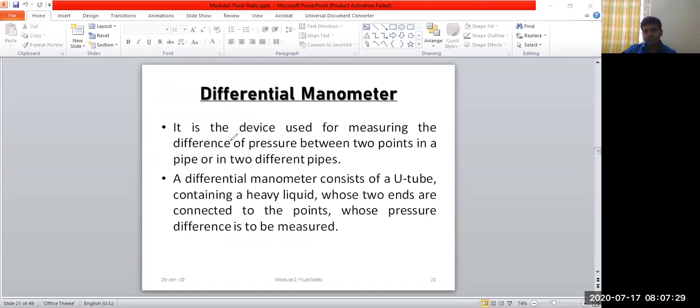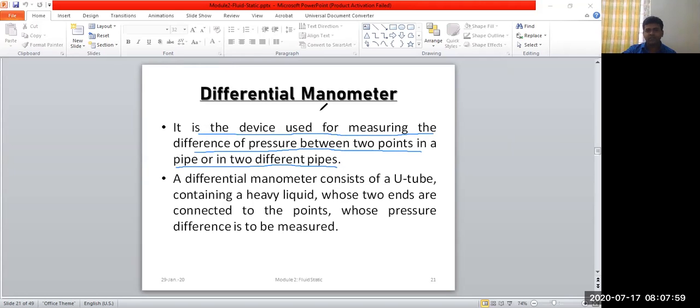In the previous slide, there is the manometer. That manometer is used to measure the pressure at a single point. Now the differential manometer is used to measure the pressure at 2 points, that is, the difference of pressure between 2 points. So it is the device used for measuring the difference of pressure between 2 points in a pipe or in different pipes, in a single pipe or in different pipes.